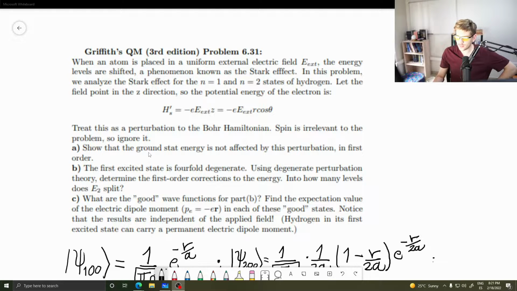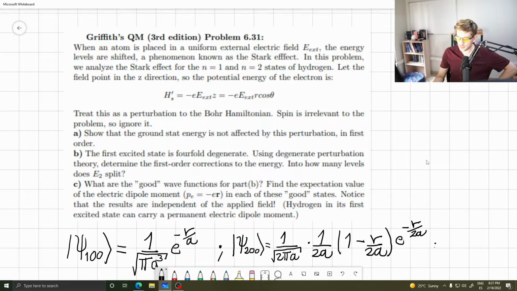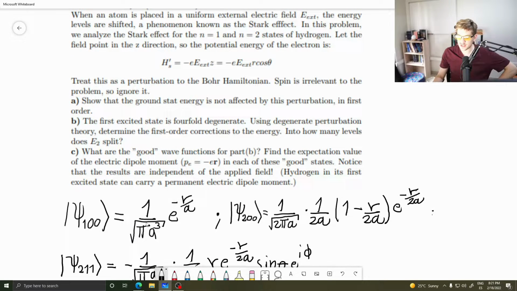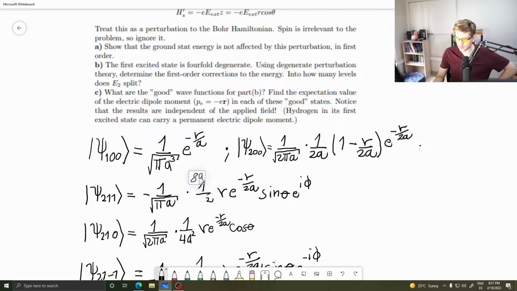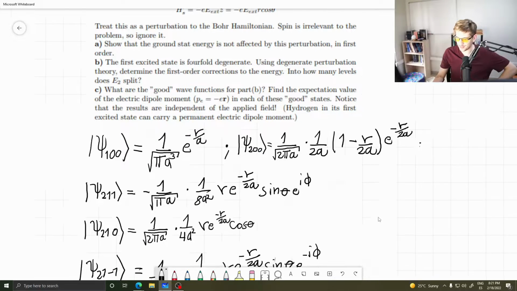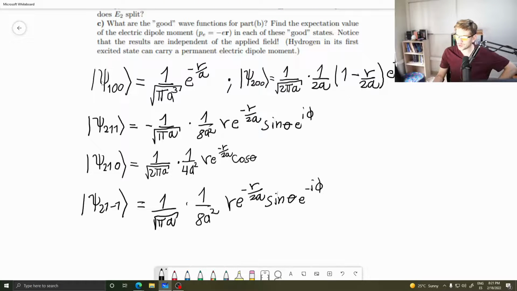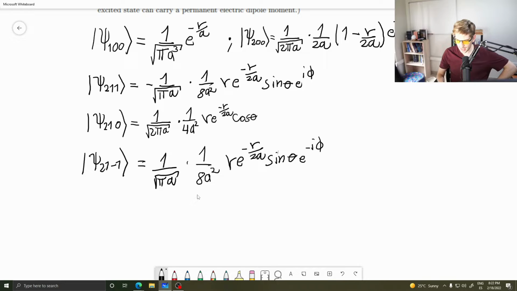Okay, so if we want to find now the correction to the ground state, basically the energy correction to the ground state, well, then we need to begin by taking the expectation value in the ground state. So I just wrote down all of the wave functions that we will need. We have already seen how to calculate them in the first series of lectures. And there's not really much point in calculating them now, so I'm just going to refer to them.